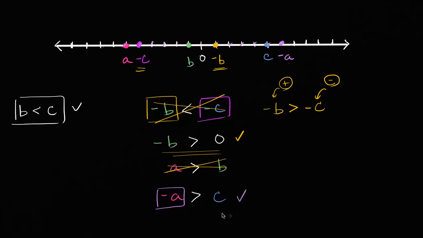This is true. And if you get confused, if you're like, wait, this looks like a negative, how can it be larger than a positive? Remember, negative a itself is not a negative number. a itself is 6 hash marks to the left. So if you take the opposite of that, you're going to get a positive number, 6 hash marks to the right. And c, which was already a positive number, is only 5 hash marks to the right. And so negative a is going to be a positive number, and it's going to be greater than c. It's to the right of c.